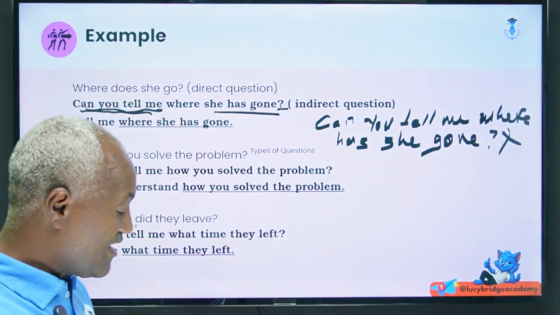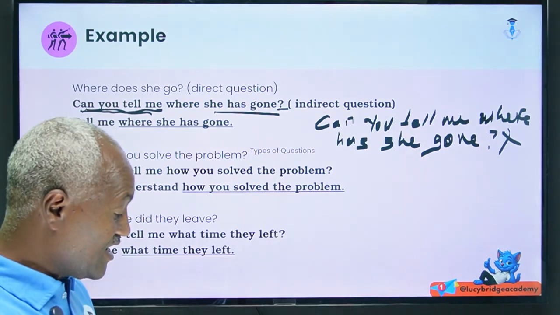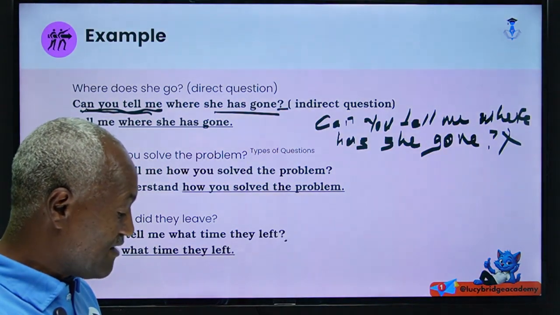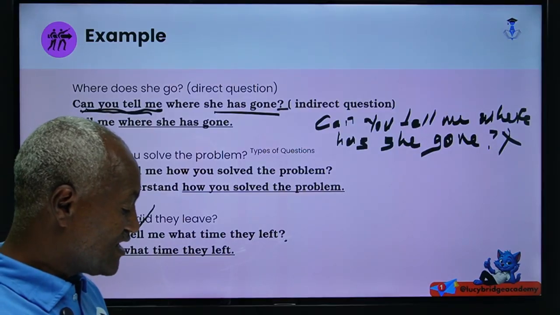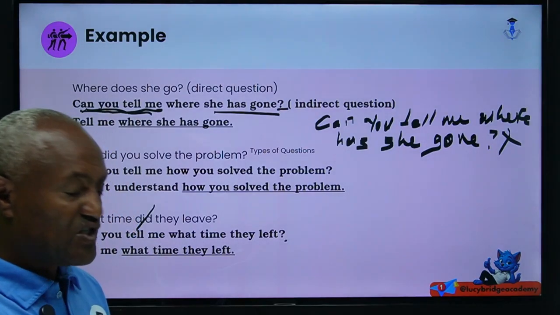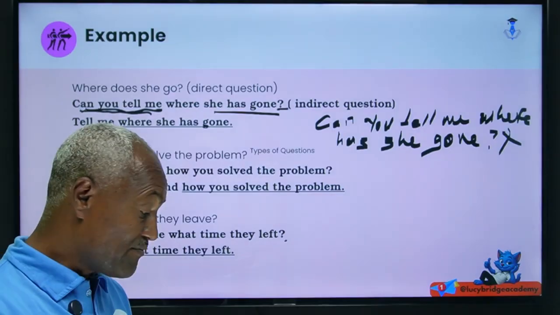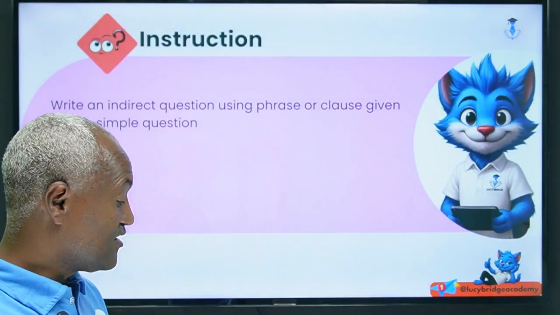The other one, "What time did they leave?" "Can you tell me?" "Have you seen?" "Can you tell me?" We end with a question mark. "Tell me." We end with a full stop. "What time they left." And then we cancel out "did," and the main verb is changed to what? Verb 2. Remember even this one. This is what I need to tell you.